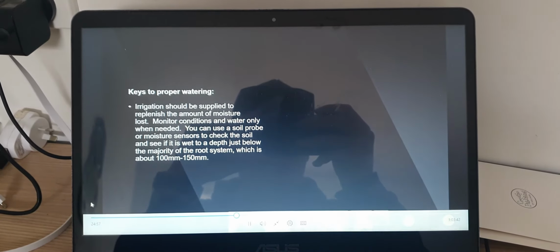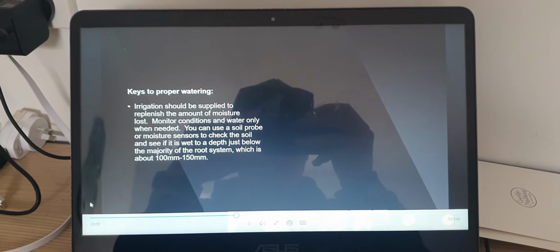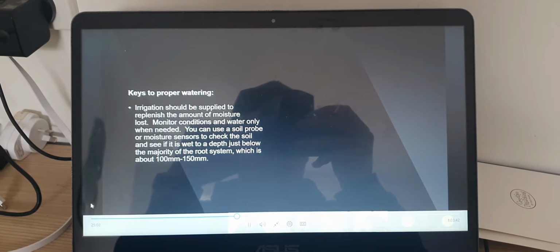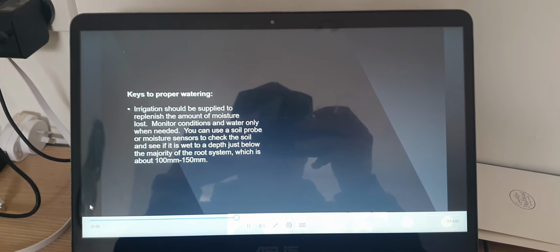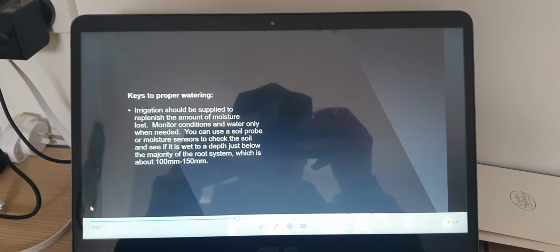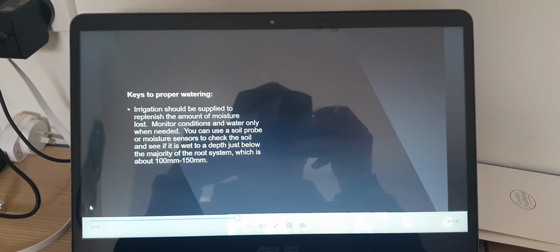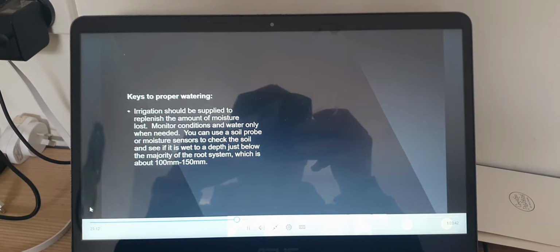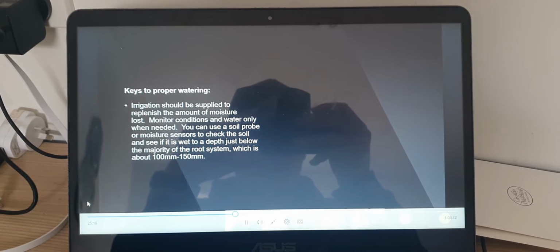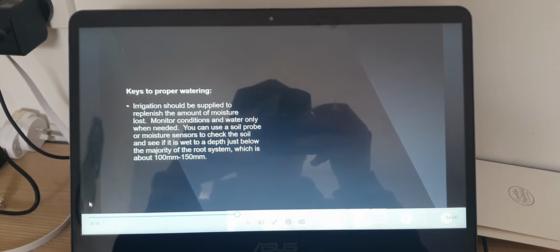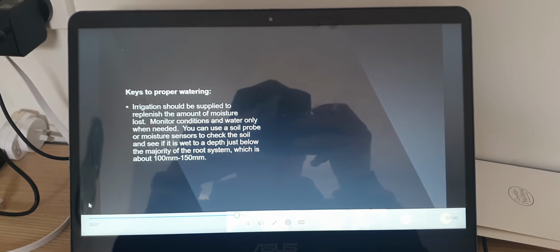Keys to proper watering. Irrigation should be supplied to replenish the amount of moisture lost. Monitor conditions and water only when needed. You can use a soil probe or moisture sensors to check the soil and see if it is wet to a depth just below the majority of your root system, which usually, depending on the field and species, is about 100 to 150 mils.